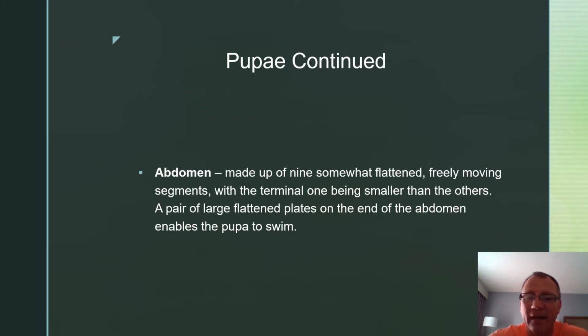Continuing with pupae, the abdomen is made up of 9 somewhat flattened, freely moving segments, with the terminal one being smaller than the others. A pair of large flattened plates on the end of the abdomen enables the pupa to swim.